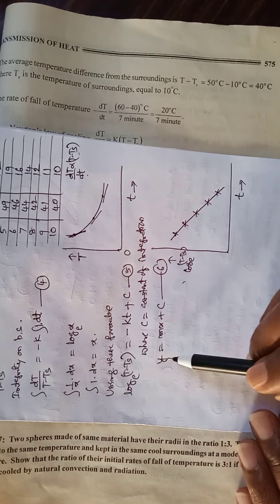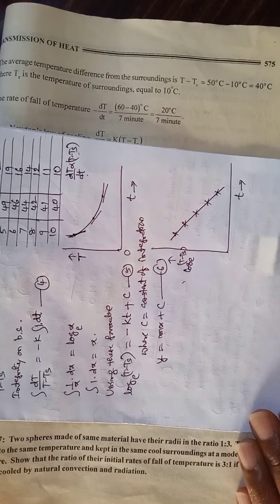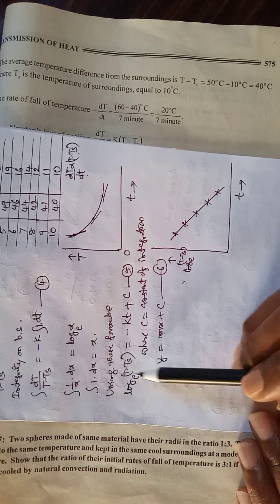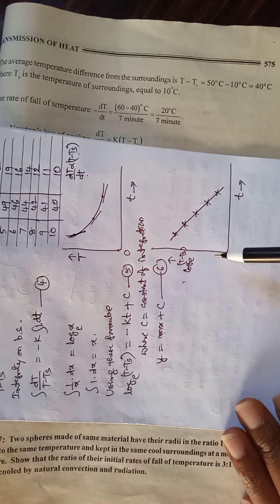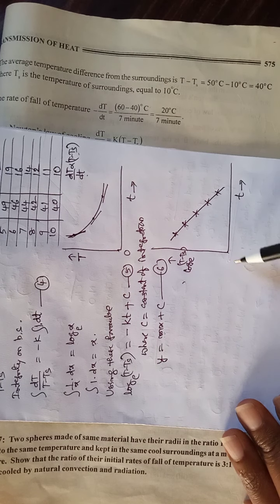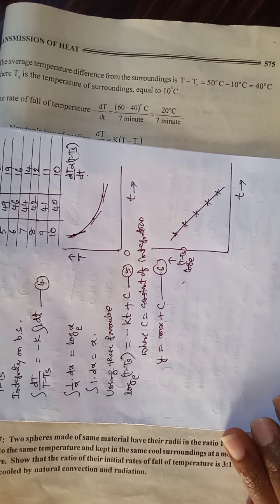Since this is in the form y is equal to mx plus c, on the x-axis we have taken time in minutes, and on the y-axis we have taken log e (T minus Ts). Drawing a graph with these readings, we got a straight line like this with negative slope. So experimentally also, Newton's law of cooling is verified.